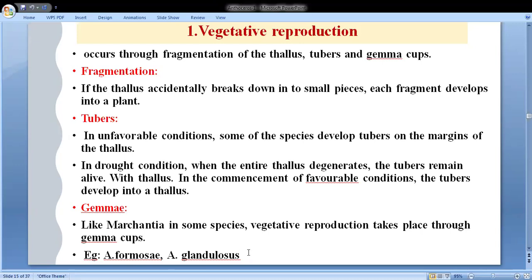Ma'am, for tubers we can give examples like potato. No. Tubers means like the tubers that are formed in the Anthoceros thallus. Whenever favorable conditions are there, they can develop into the thallus. That is, in Anthoceros we observe tuber-like structures. That's why we call them tubers.